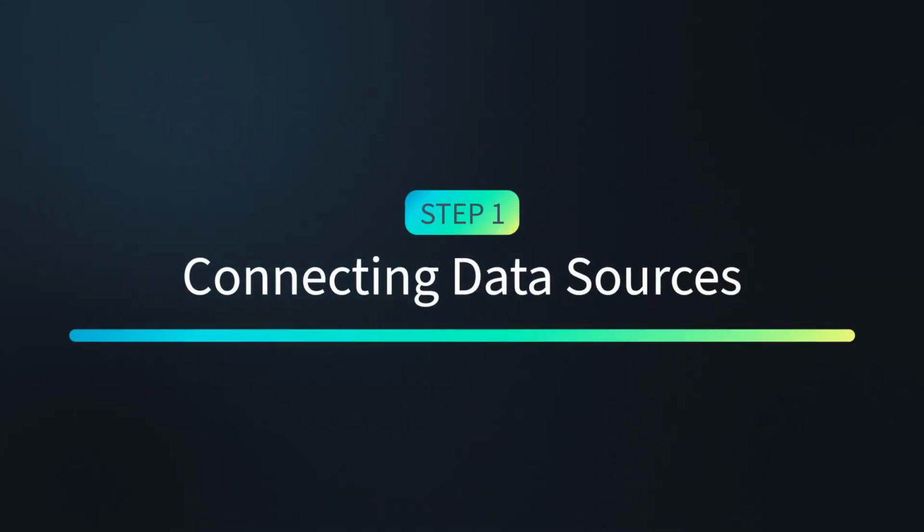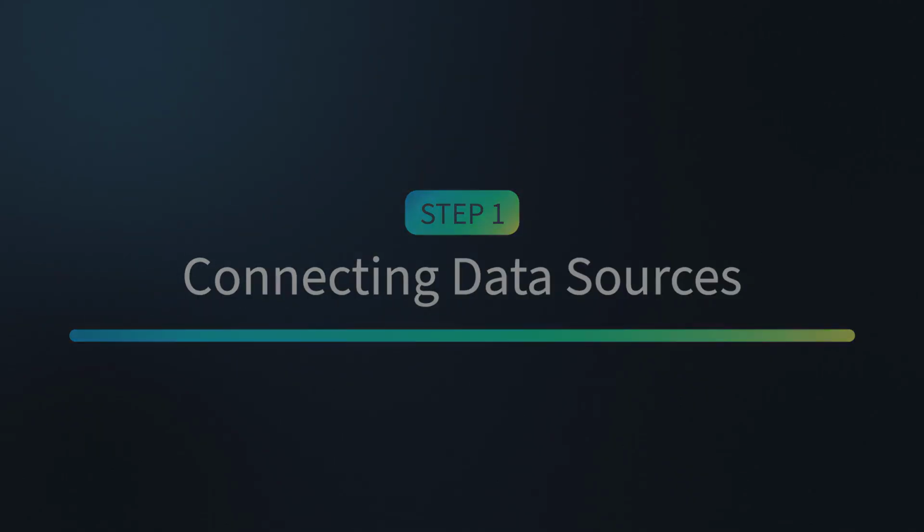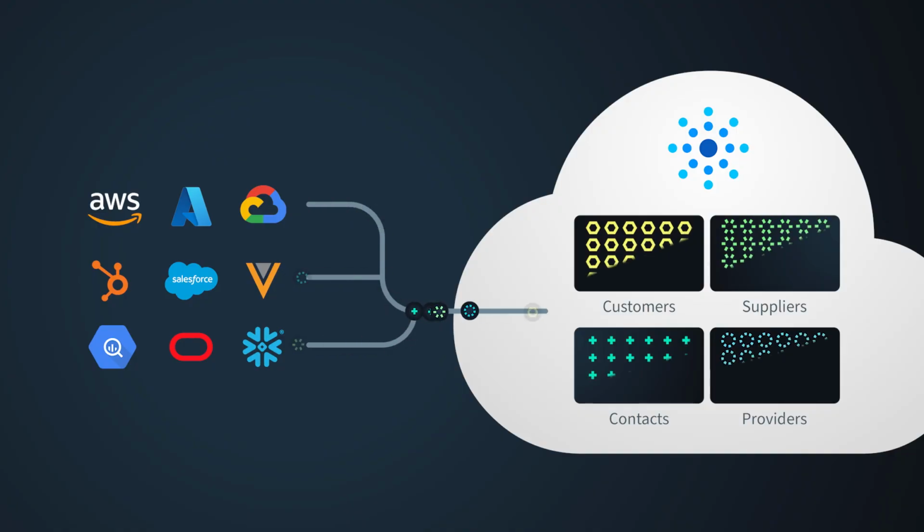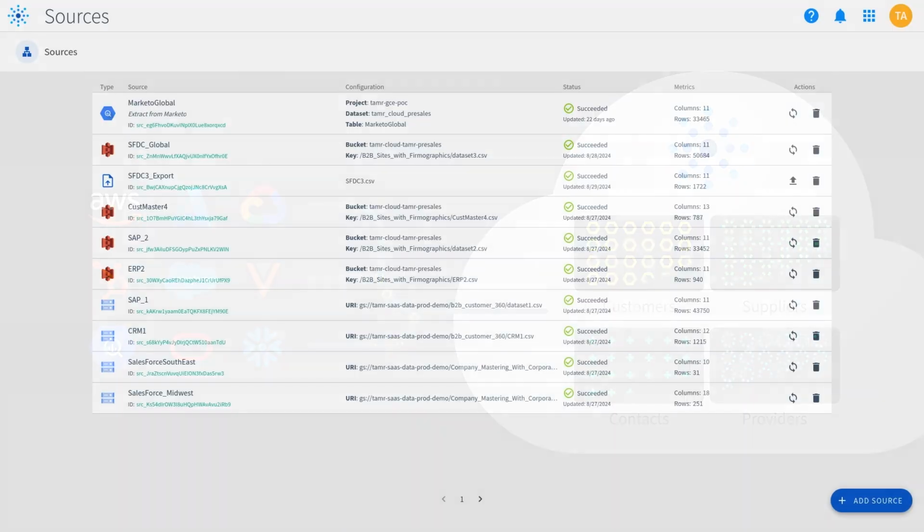Step 1 is connecting to your data sources. Connecting Tamr to your data is straightforward. Tamr can read and write data from many cloud object stores and data warehouses such as GCS, S3, BigQuery, and Snowflake. Connect a new source from the Sources page. In this example, I've already connected to a number of sources. Let's add a new source.